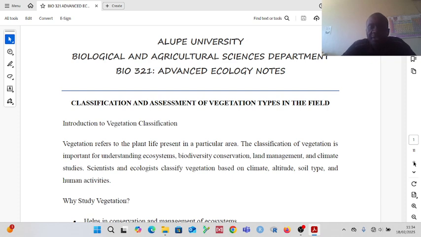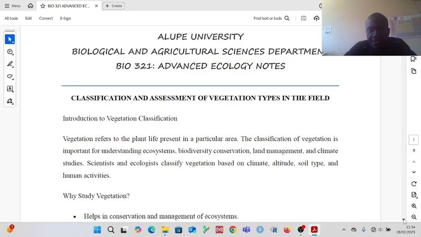And classifying that vegetation is important for us to be able to understand that ecosystem, possibly for reasons of biodiversity conservation, land management, and even issues of climate, because the conditions of a particular environment are what will influence the type of vegetation that is present. So vegetation can be classified on the basis of the climate, the altitude, that's the height above sea level, the soil types, and the human activities.